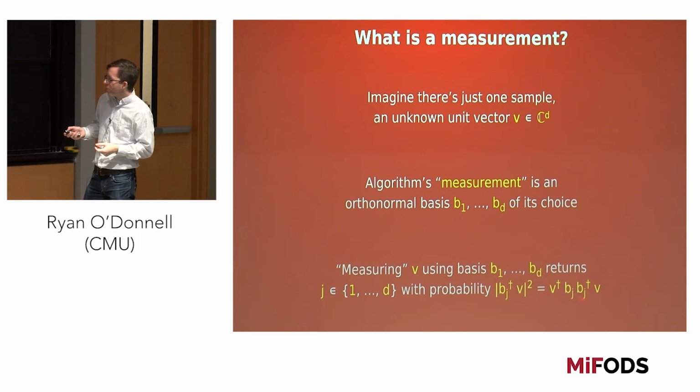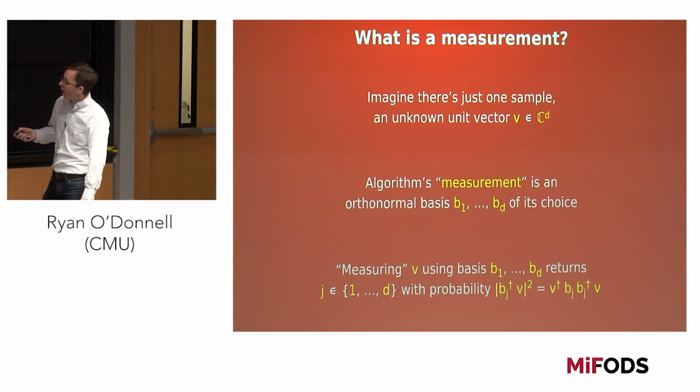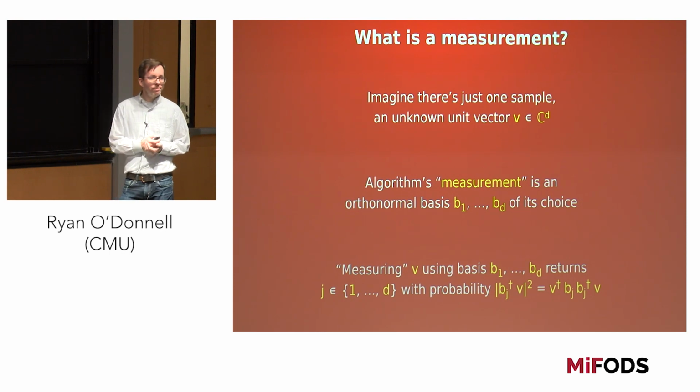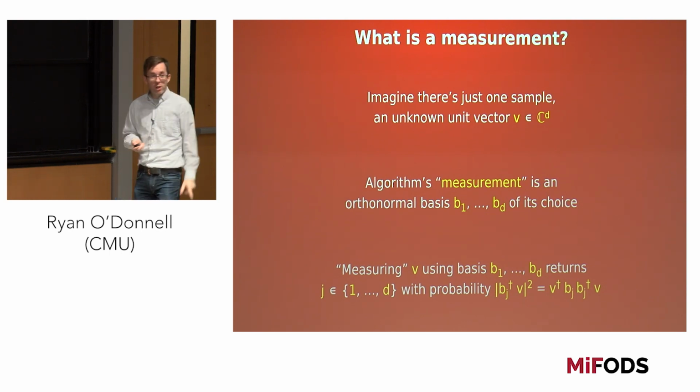And I'm just going to write it like this using properties of complex numbers. This is the inner product of b conjugate and then the inner product of b and v. So you see how close, in some sense, v is to each of your basis vectors.